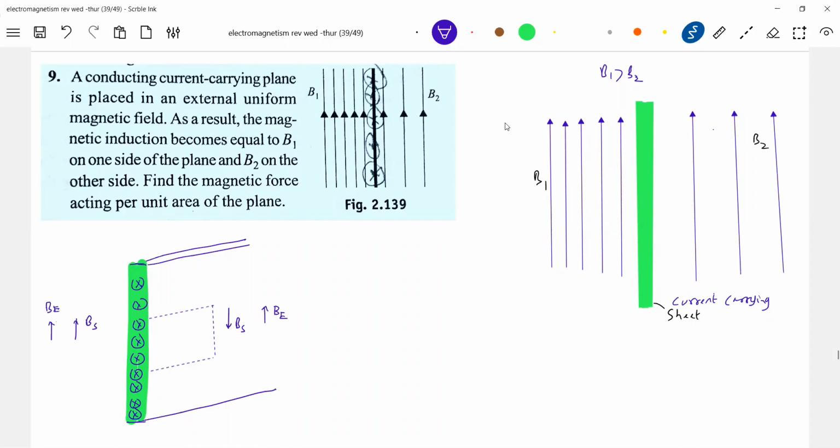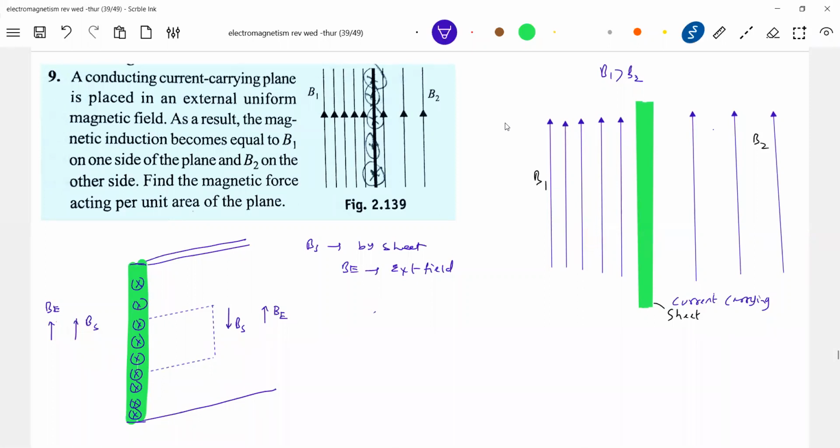Agree now? So BS is what? Field produced by the sheet. B is the external field. So definitely you can see the resultant of these two: the field strength will be a little bit less, spacing is more. Both will get added up on the left hand side of the sheet. That's why the strength is more, so spacing is less.